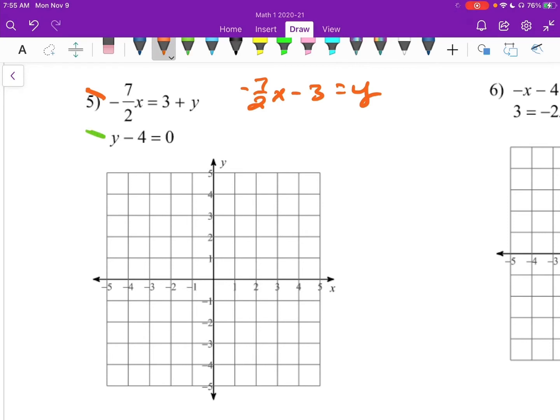Our green, well, I'll go ahead and graph this one. Our intercept is at -3. My slope is -7/2. So I really want to go down 7, but I can't do that. So I'll go up 7. 1, 2, 3, 4, 5, 6, 7, and left 2.